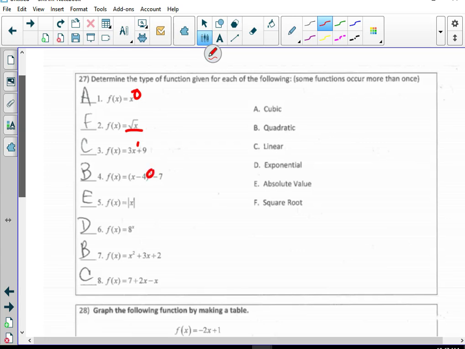We have a 2 here. 2 means squared. That means quadratic. That means parabola. That's B. Absolute value bars? E, absolute value. Notice here, where is my x? It's up in the exponent. So that's D, exponential. We have a repeat. Since we have a 2, that's B, quadratic. And this one is linear because we have a 1 here and a 1 here. X to the 1.